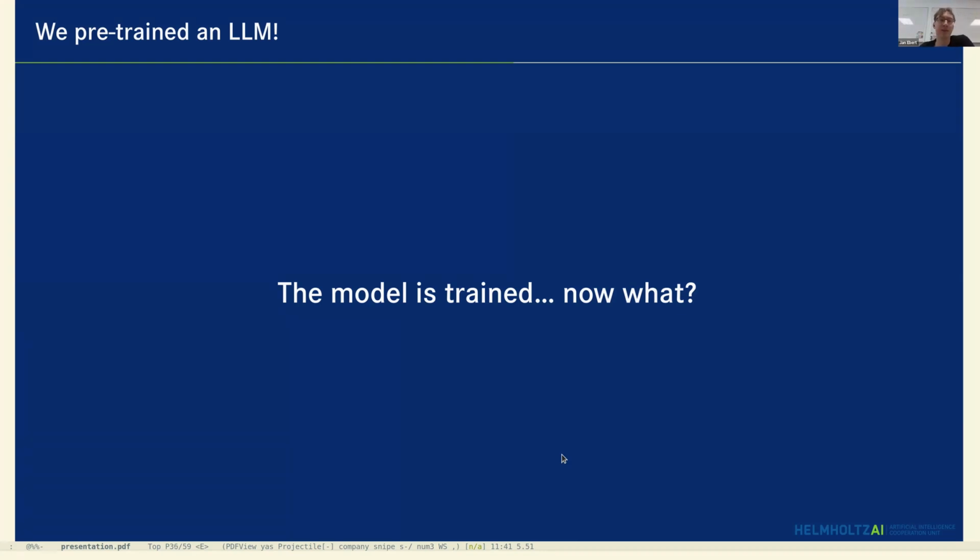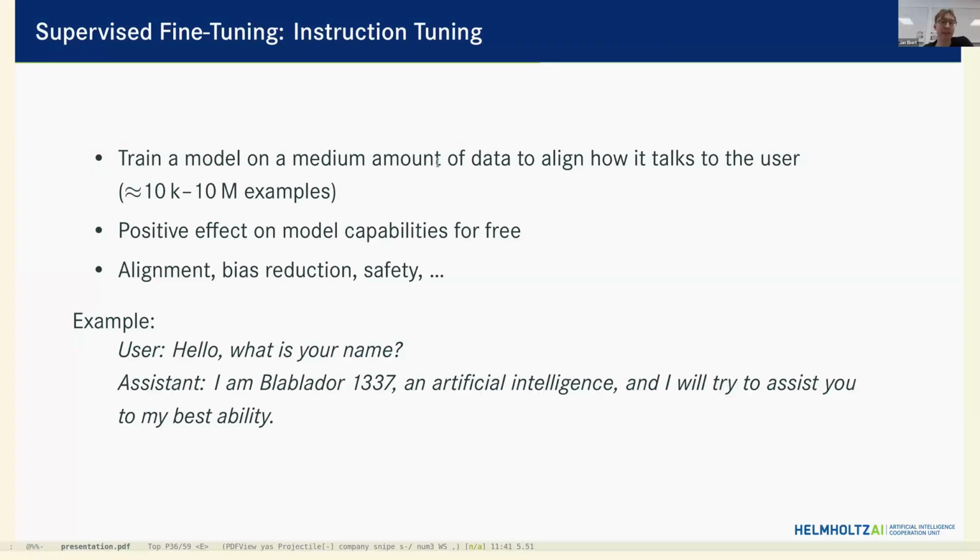And so we do what's called supervised fine-tuning, where we show the model examples of how it should answer. In this case, it's a certain type of supervised fine-tuning, which we call instruction tuning. For this second training step, we need around 10,000 to 10 million examples. So you can go high if you want. It depends, of course, on how well you want your model to work. And this is used to show the model how to talk.